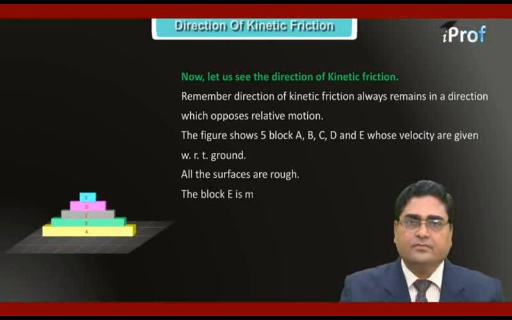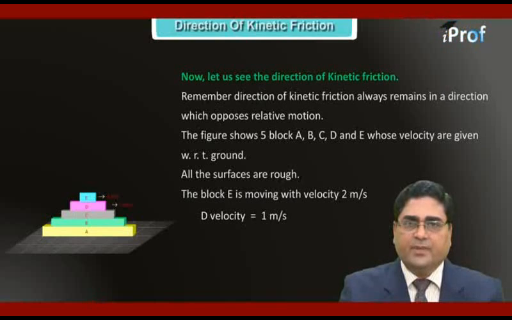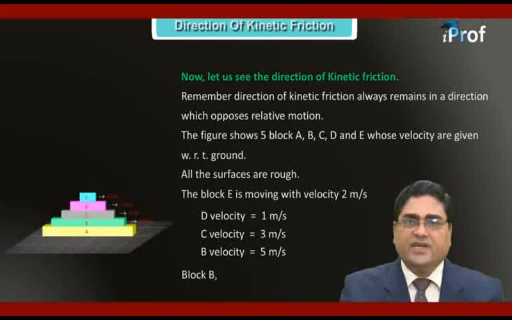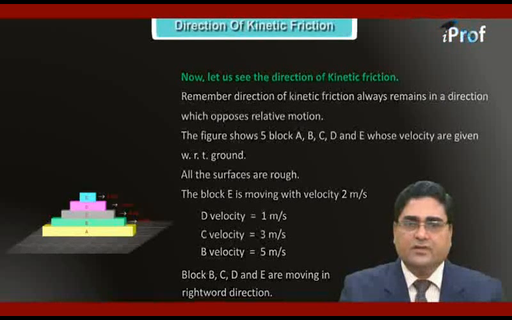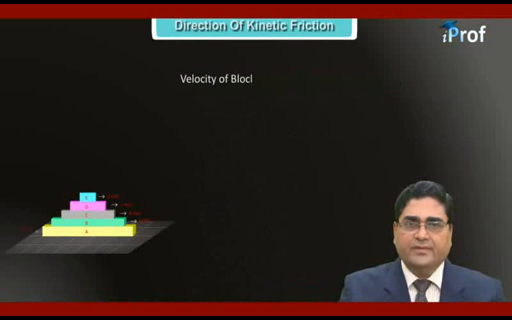The block E is moving with velocity 2 meter per second. Block D is moving with velocity 1 meter per second. Block C is moving with velocity 3 meter per second. And block B is moving with velocity 5 meter per second. Blocks B, C, D and E are moving in rightward direction, while velocity of block A is 5 meter per second in leftward direction. All the velocities shown in the figure are with respect to ground.